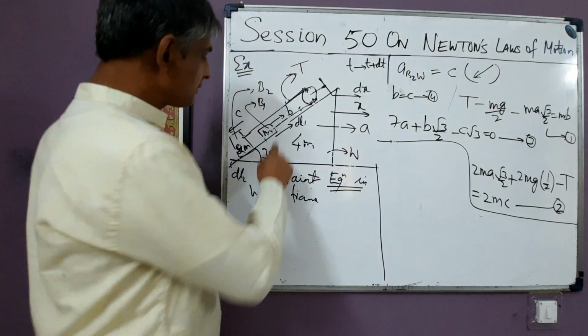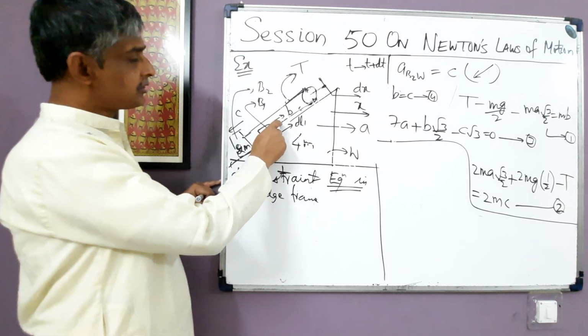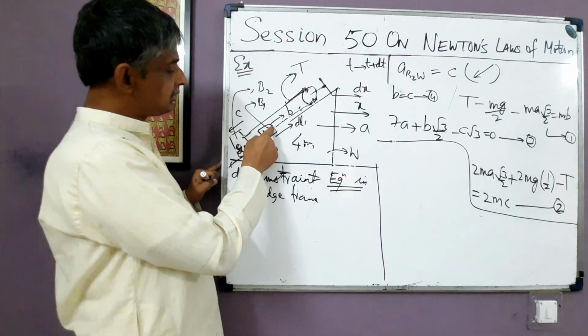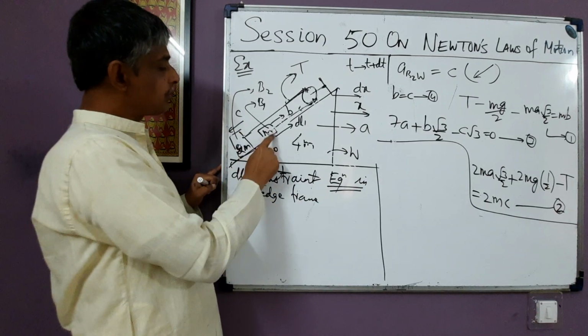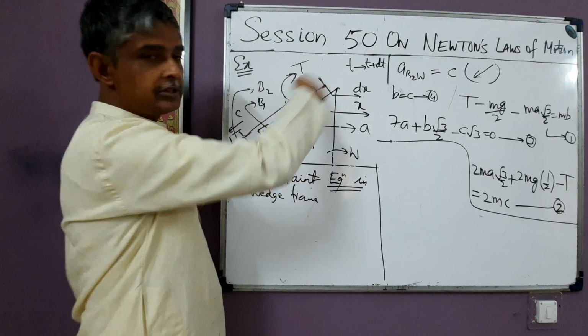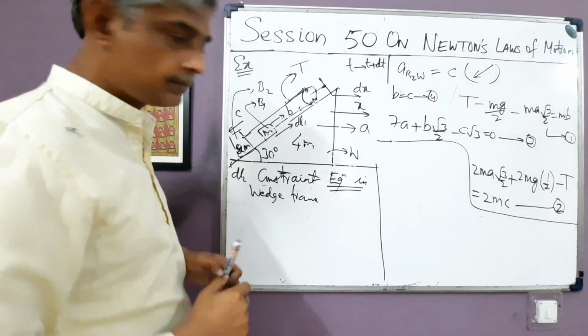So again, you have to consider these 4 points of this string. This string exerts force at 4 points. First, it acts on block B1 at this point. It acts on the pulley at effectively 2 points, this point and this point, T and T. And on this, it acts T in this way. So we have to take 4 points.